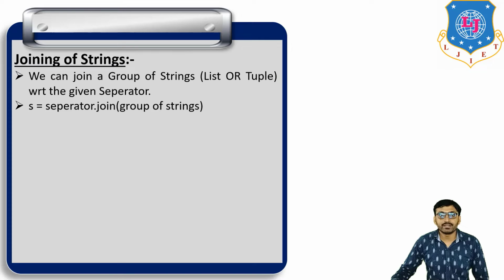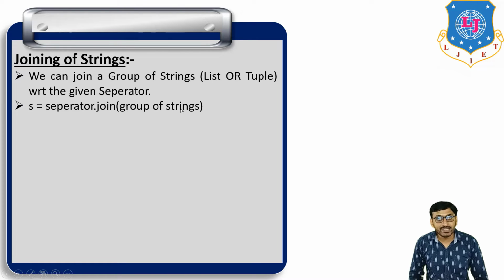Now first one, that is joining of string. How do we join two or more strings? We can join a group of strings with respect to the given separator. S is equal to separator dot join, and in the parenthesis a group of strings. This group of strings is present in a list or tuple. So we have to use the join function to join different strings.